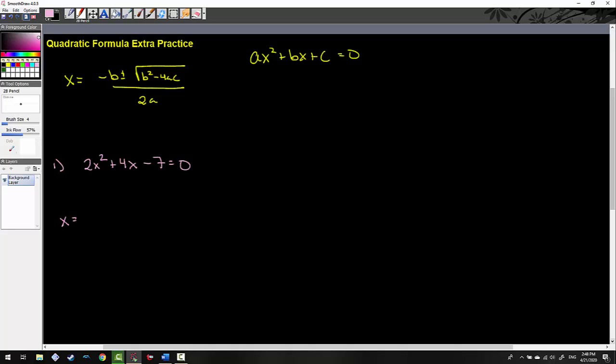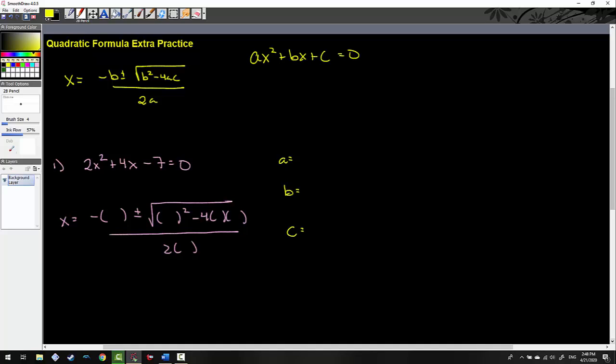So x is going to be equal to negative, and I always like to just draw in my parentheses first, negative thing plus or minus the square root of a thing squared minus 4 times 2 things all over 2 times a thing. Well, let's talk about what those things are. What's A in the context of this problem? What's B? What's C? A is 2. B would be 4. And C, here's where you've got to be careful. C is negative 7. It's not 7. It's going to be negative 7.